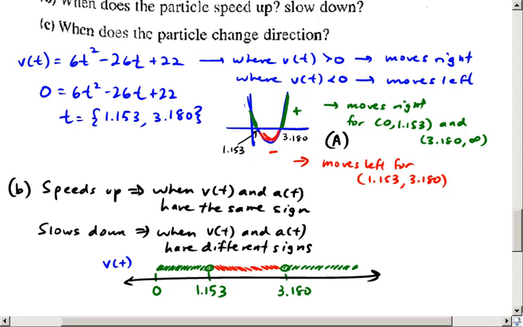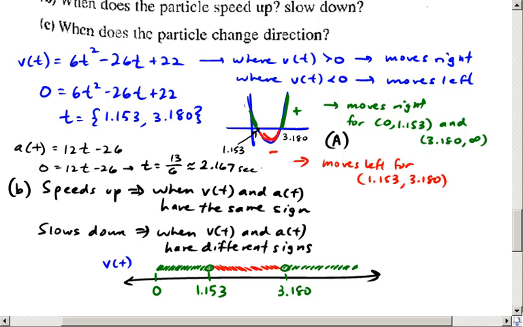So I need to find the function for acceleration, which is 12t minus 26. And so that function is 0 when t is equal to 13/6, or about 2.167 seconds.